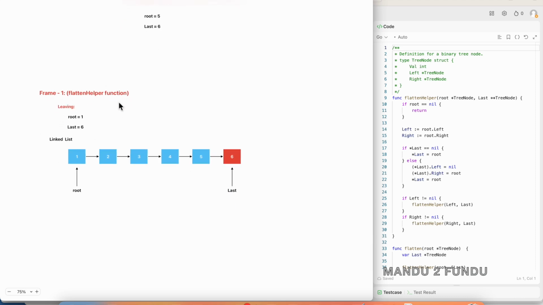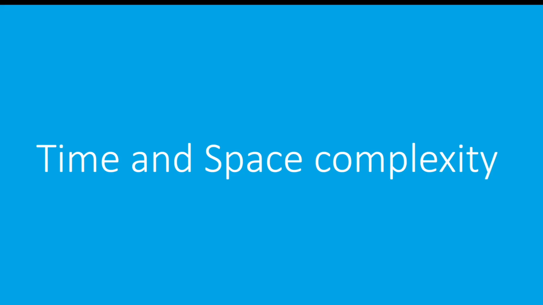So when we come back to frame 1, the root node is pointing to node 1, and the last pointer is pointing to node 6 in the linked list, which is the last node. So we can use the current root node as the head of the list, and traverse the linked list by following the right child's pointer. Next, I'm going to do the time and space complexity analysis for this solution.